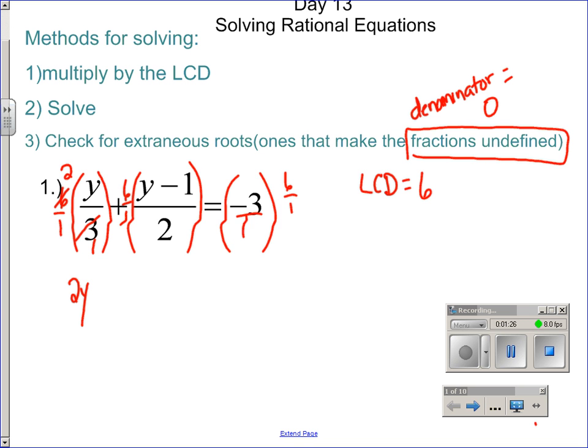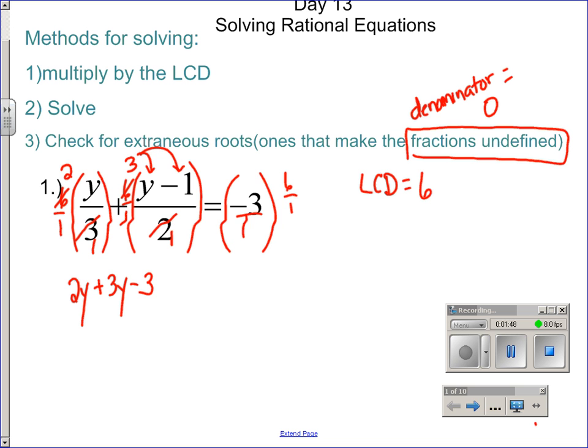So now looking at the second fraction, 2 goes in there once, 2 goes in there 3 times. So what is 3 times y? 3y. What is 3 times negative 1? Negative 3. Don't forget to multiply through it if there's more than one term. And then on the bottom, 1 times 1 is 1, so it disappears.